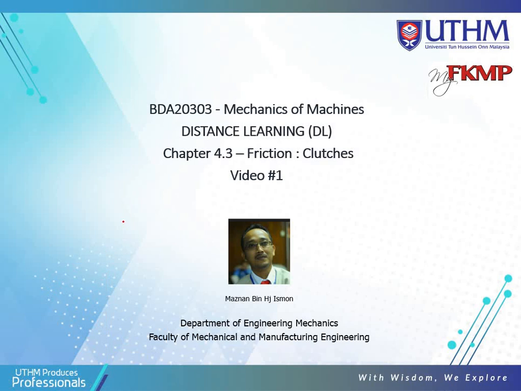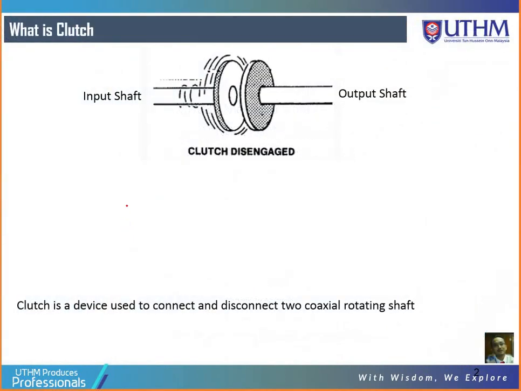We will mainly cover part 3 of chapter 4, which is focused on the friction on the clutch topic. Okay, then what is a clutch actually? If you see from this figure here, you can see that there is an input shaft attached together with a disc, and then on the right hand side another disc is attached to the shaft.